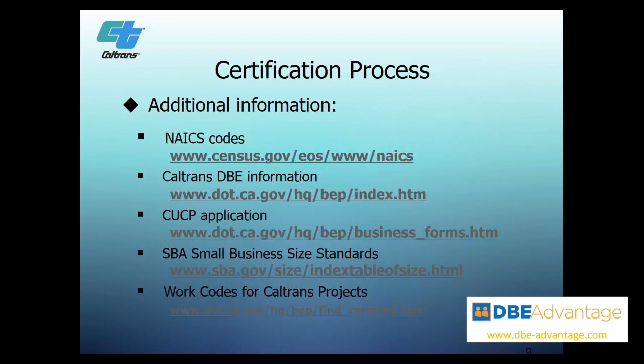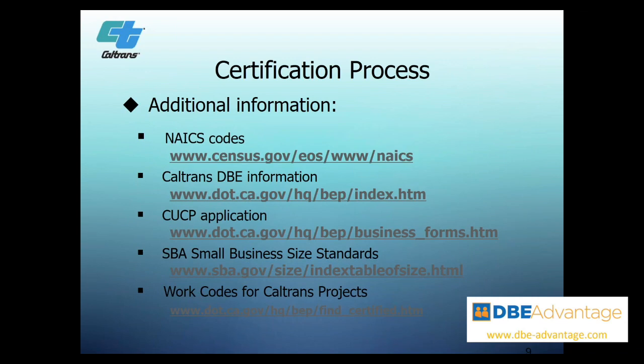So a couple of things with regards to the certification process, and then we're going to jump into the actual certification application. You're going to need information to put your application together. If you've recently started your business, or if you've had your business for several years, it doesn't matter. You're going to need to understand what NAICS codes you fall under. This is the North American Industrial Classification System, and we provided a URL here. The application itself is going to ask you, what NAICS codes are you competent in? Are you qualified to perform in?